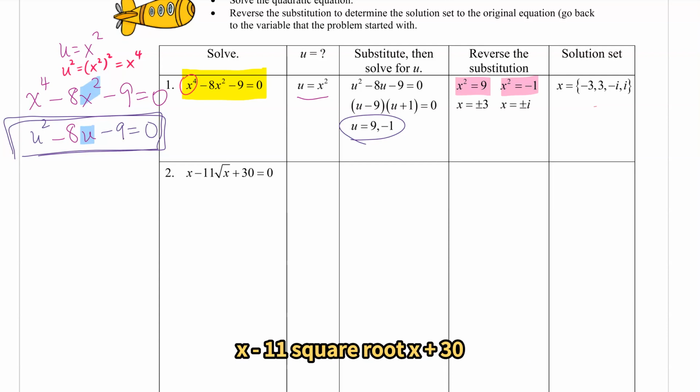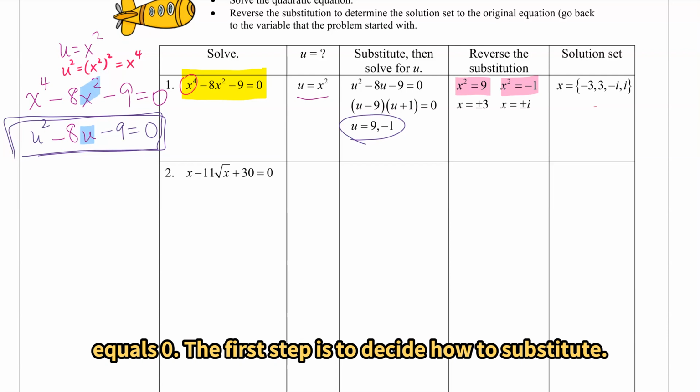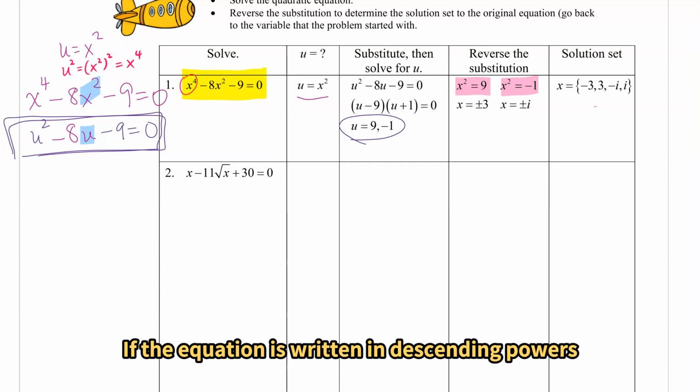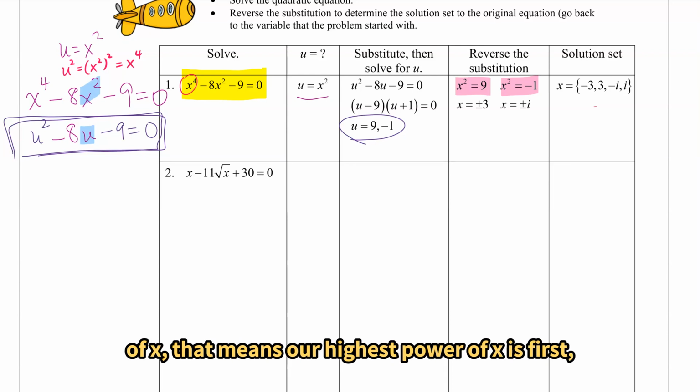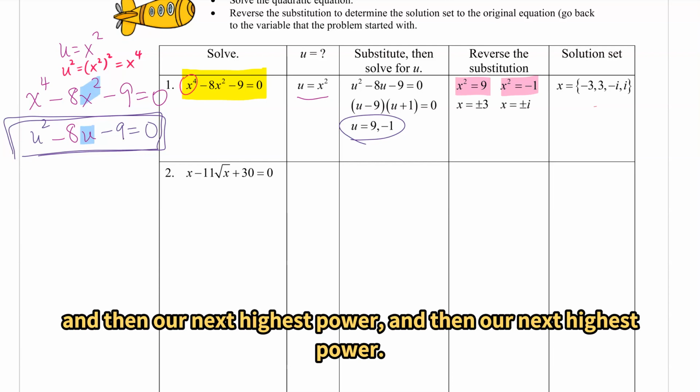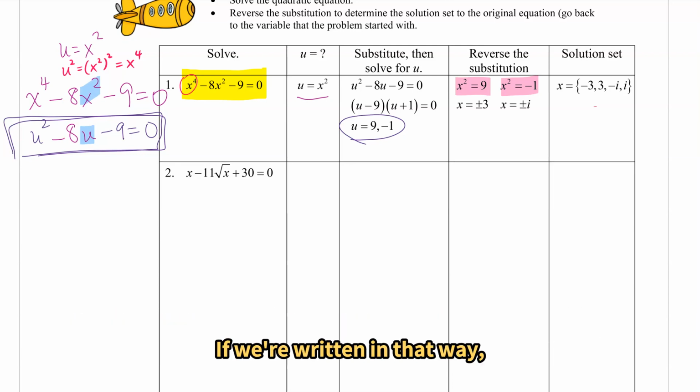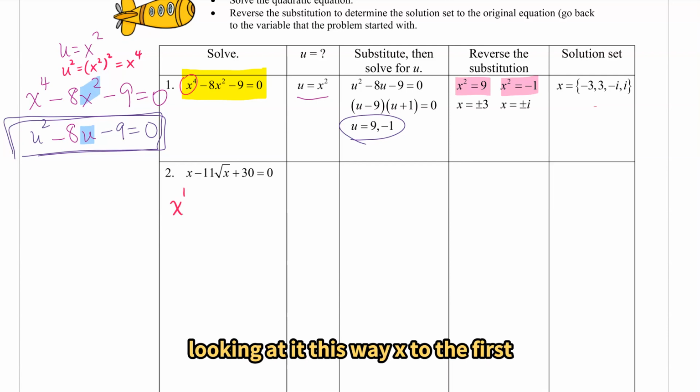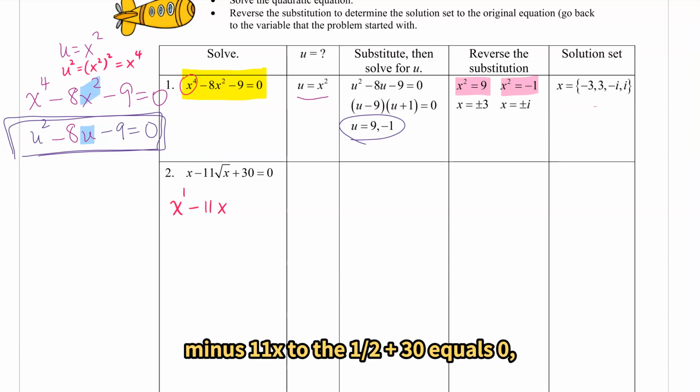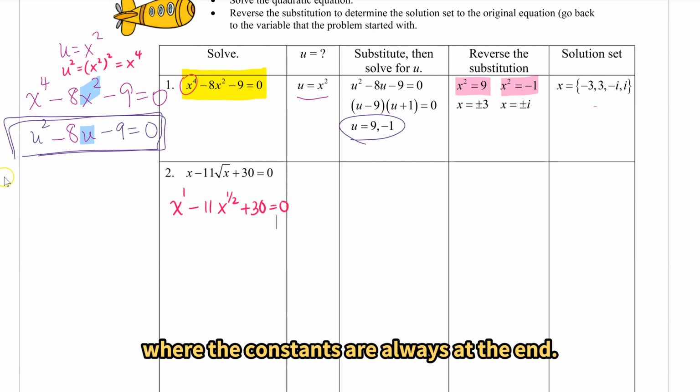Okay, let's walk through one together that's not already worked out for us. x minus 11 square root x plus 30 equals 0. The first step is to decide how to substitute. If the equation is written in descending powers of x, that means our highest power of x is first, and then our next highest power, and then our next highest power. Looking at it this way, x to the first minus 11x to the 1/2 plus 30 equals 0, where the constants are always at the end.